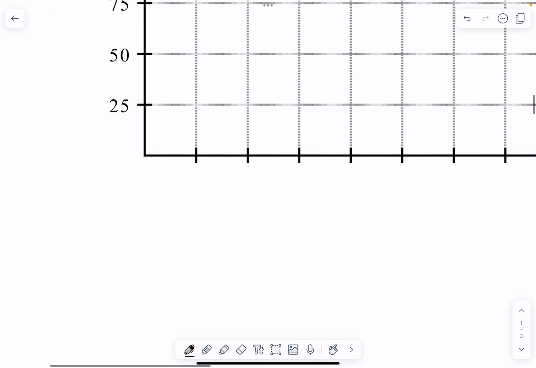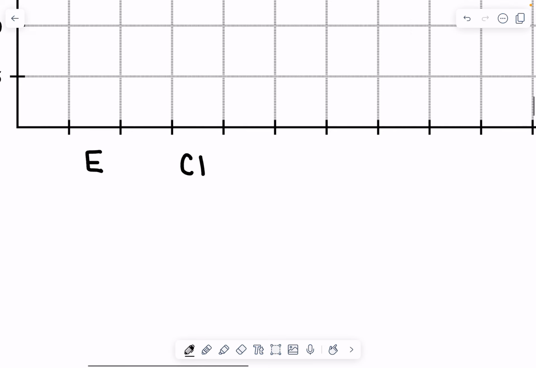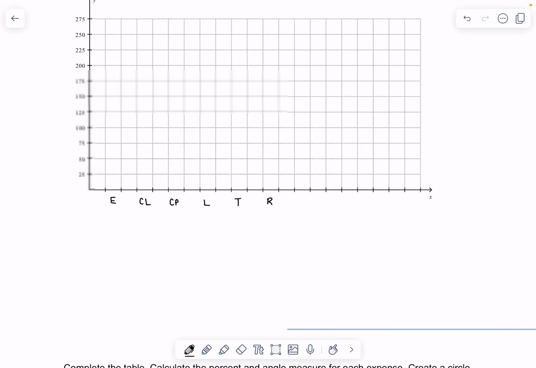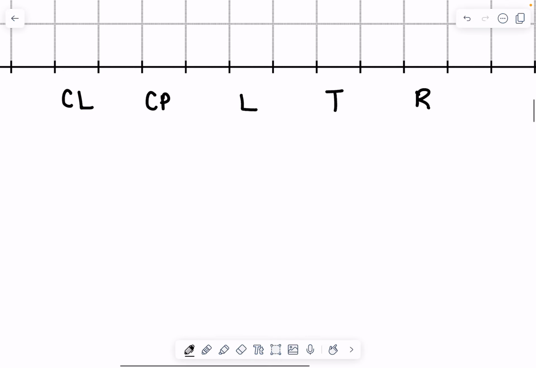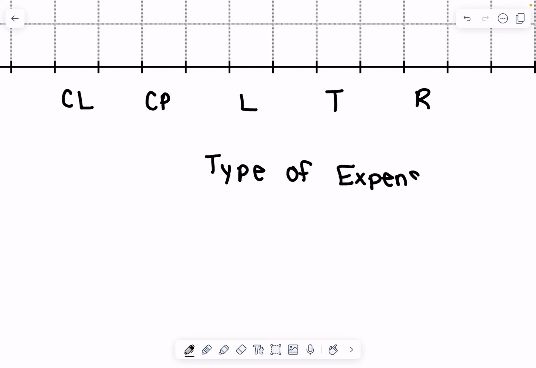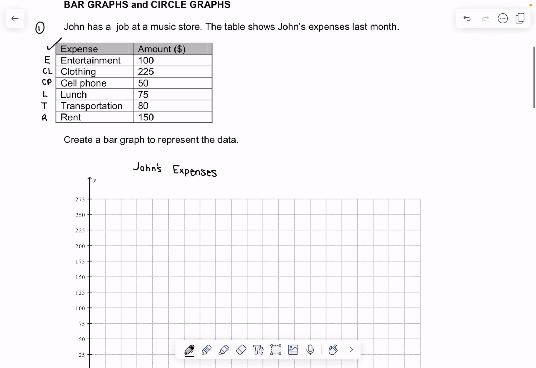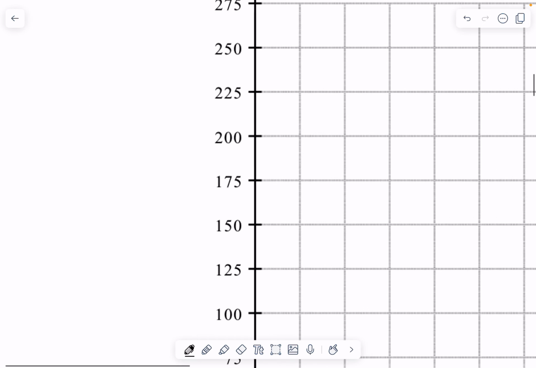We're going to go nice and easy and just start by labeling. So we're going to have entertainment. We had clothing. We had cell phone, I believe. Yep, cell phone. We had lunch, transportation, and rent. So on the bottom, we could label this type of expense, I feel like makes sense. Okay, it's always good to have lots of headers and just practice your skills. So types of expense are on the bottom. On the side, we have dollar amounts.